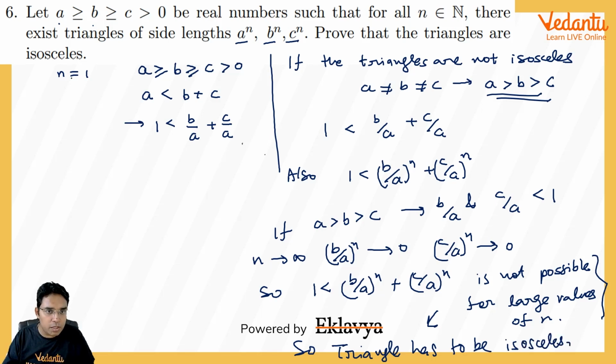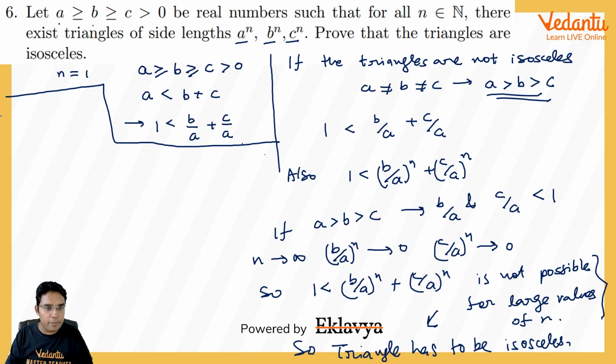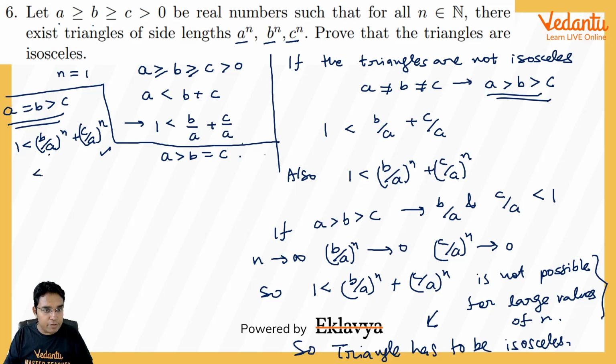In fact, in this question, what will be the possibilities? I think this is some extra thing we can discuss here: whether A will be equal to B and less than C, or we will have A greater than B and B equal to C. What is the possibility? In this case, as A equals B, the relation 1 less than (B by A) raised to the power n plus (C by A) raised to the power n will be true always, because this term itself is 1, and whatever C upon A is, we get this inequation right.